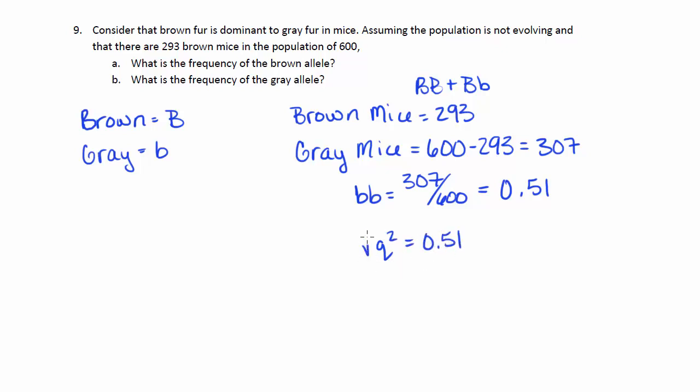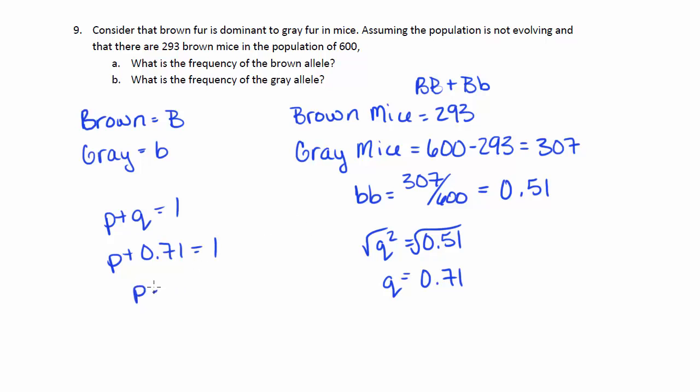If we want to solve for q, we would take the square root of each side. So that's going to mean that q is equal to 0.71. So that's q, and if p plus q equals 1, then p plus 0.71 is going to equal 1. And so we can solve for p by taking 1 minus 0.71. So this gives us p equal to 0.29.